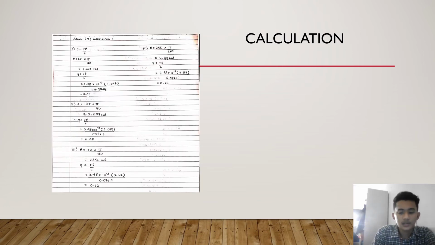So here is the last calculation for this experiment, which is the shear strain calculation for mild steel. By using the formula, shear strain equal to r theta over L, and we substitute the value. For the first reading we will get 0.04, and the second one we will get 0.08, and the third one we will get 0.12, and the last one we will get 0.16.